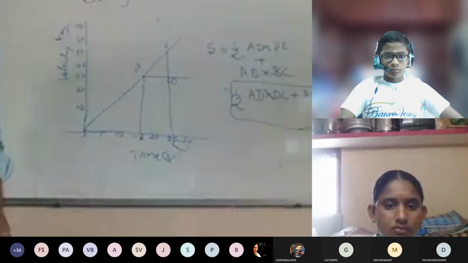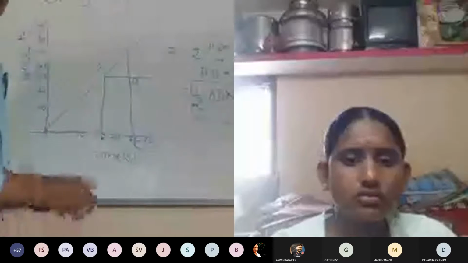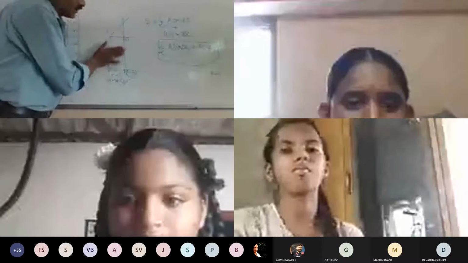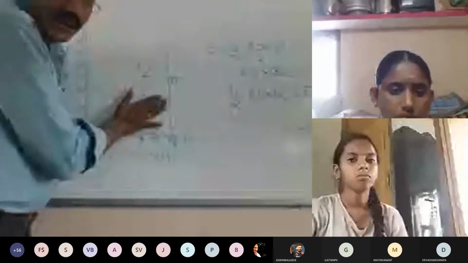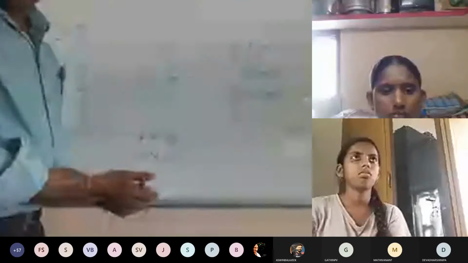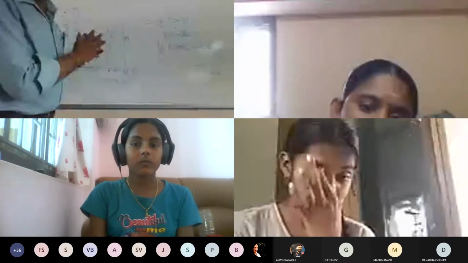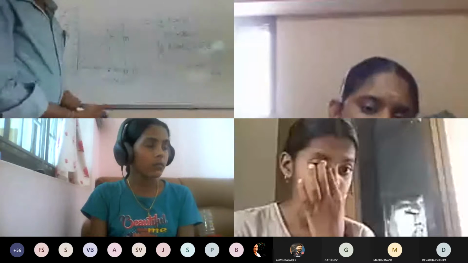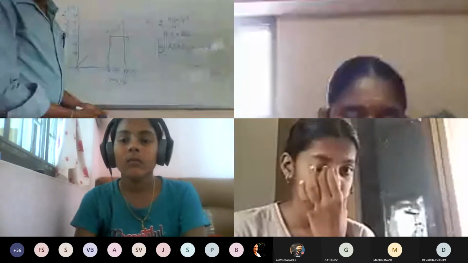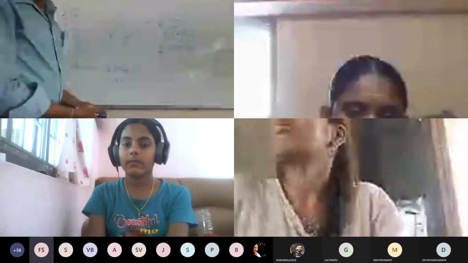If you get the total area of the triangle and the rectangle and add it, we can get the total distance traveled by the car. Okay. This is applicable for all the graphs. For all the graphs, we can get the distance traveled by the car.